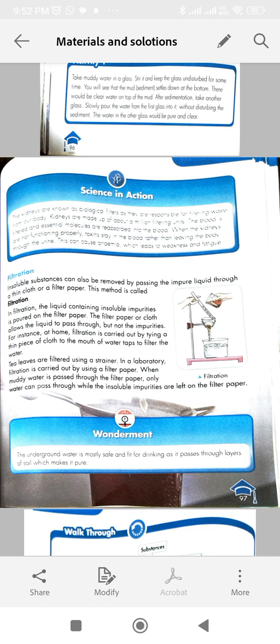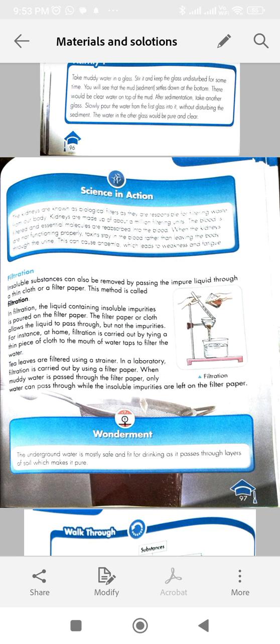Filtration. Insoluble substances can also be removed by passing the impure liquid through a thin cloth or a filter paper. This method is called filtration. In filtration, the liquid containing insoluble impurities is poured on the filter paper. The filter paper or cloth allows the liquid to pass through, but not the impurities.